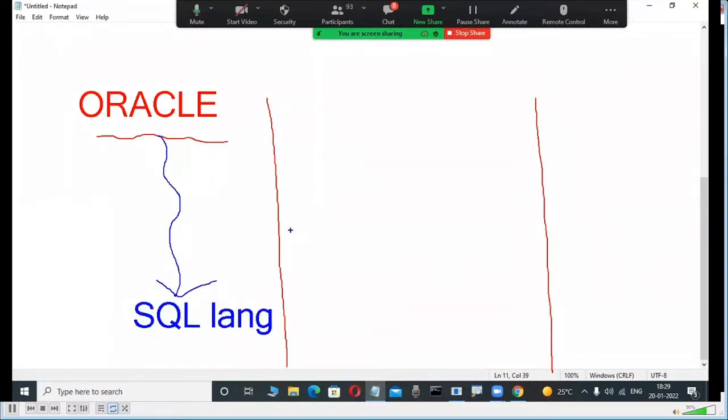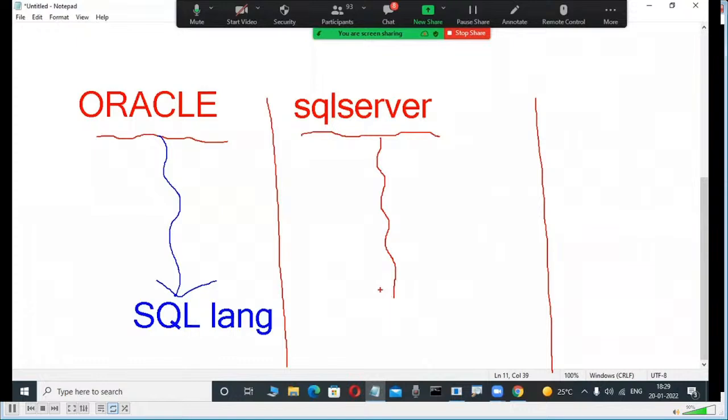Suppose in my company another project is also there. That is also a relational database product, from Microsoft. That product is SQL Server. Some employees are working on the SQL Server product. It is also a database product, like Oracle, but to operate it they use one language only. What is that language? SQL is a language.